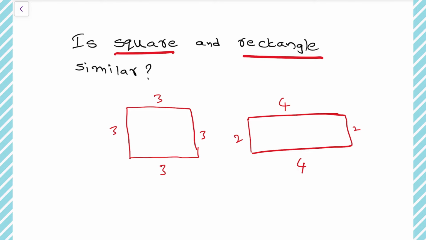So first check angles. For the square, all the angles are 90 degrees. In the rectangle also, all the angles are 90 degrees. So here the corresponding angles are equal. Now I need to go with the corresponding sides ratio.